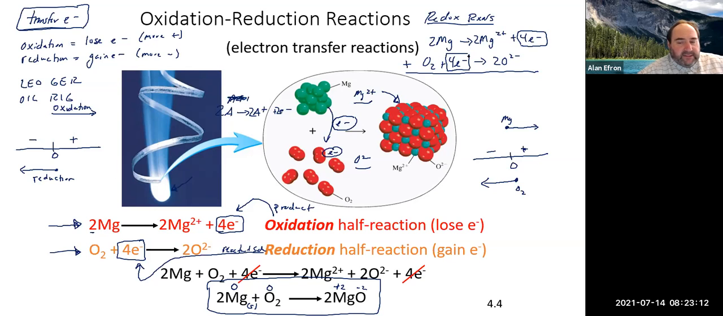When we add reactions together, the electrons should always cancel, and anything on opposite sides of the arrows would cancel each other out. Everything on the left-hand side of the arrow would stay on the left-hand side, so we would have 2 magnesiums plus oxygen. Everything on the right-hand side of the arrow would stay on the right-hand side. And again, these two, because it's a cation and anion, will come together to make the ionic compound, and that will give us our overall reaction.